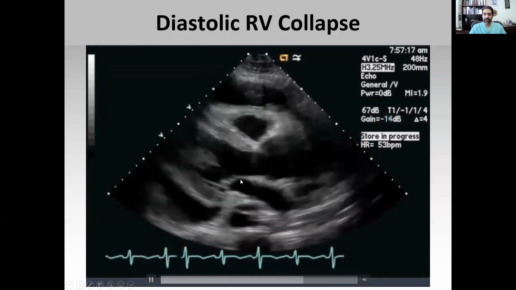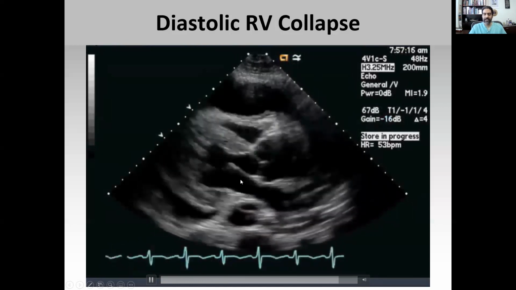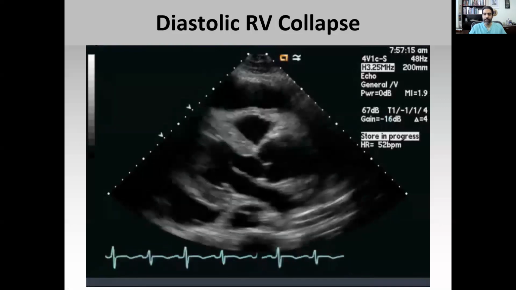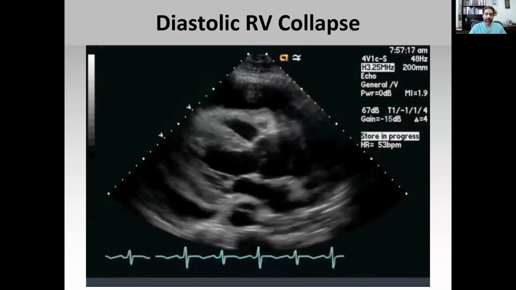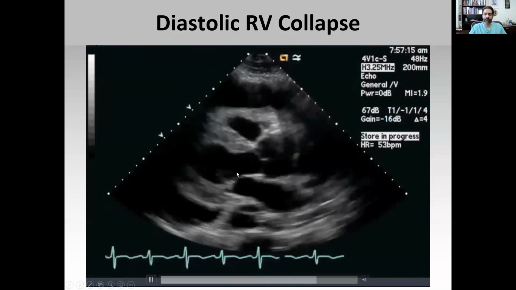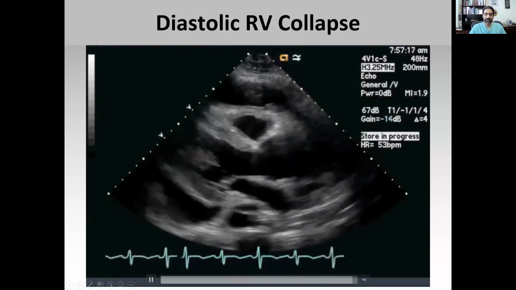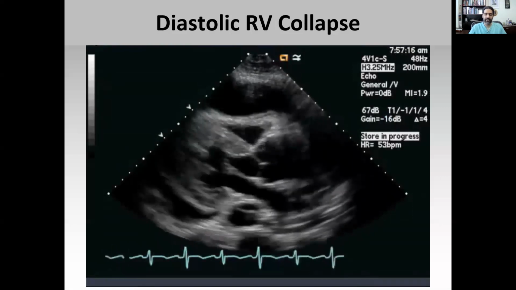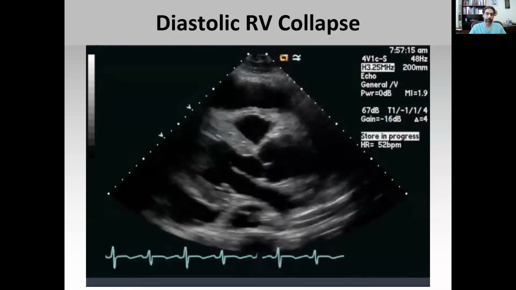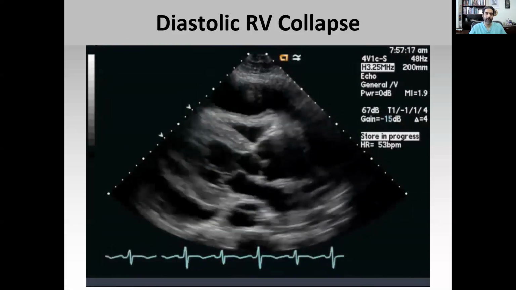So if you look at the mitral valve, right, systole is when the mitral valve is closed, and diastole is when the mitral valve is open. So what you're trying to do here is see, is this collapse occurring when the mitral valve is open? And it's a difficult call to make because it's always difficult to focus on two things at the same time, especially when those things are moving fast.